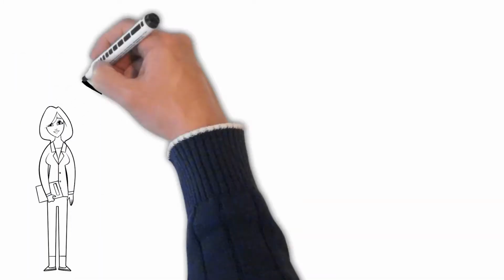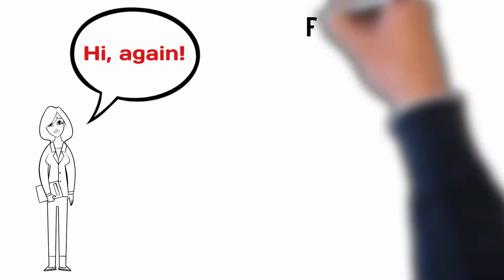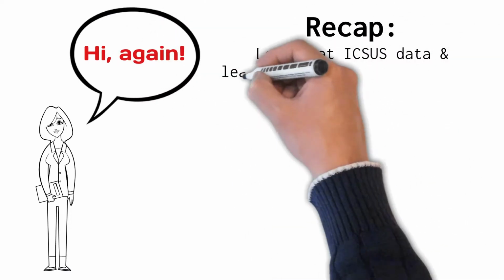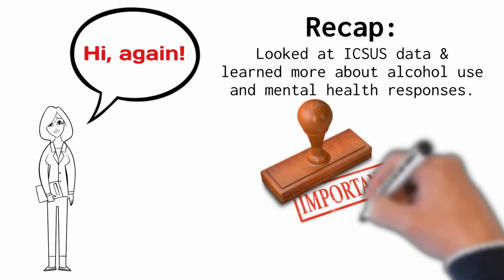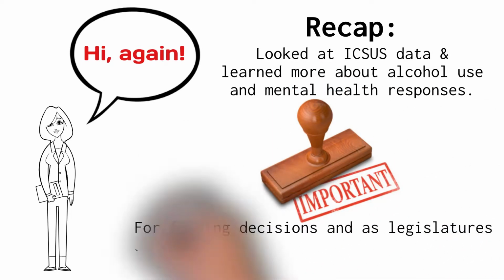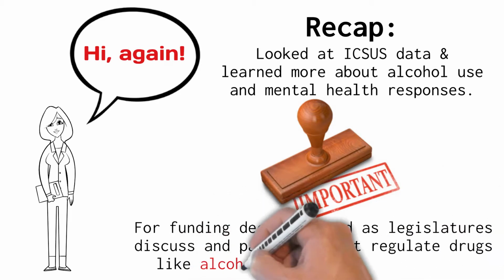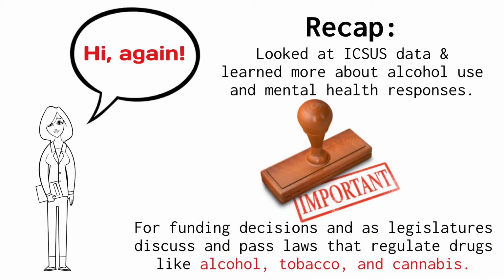Hi again. In the last segment, we looked at ICSUS data and learned more about alcohol use and mental health responses. This information is important on a statewide level as funding decisions are made and as legislators discuss and pass laws that regulate drugs like alcohol, tobacco, and cannabis.